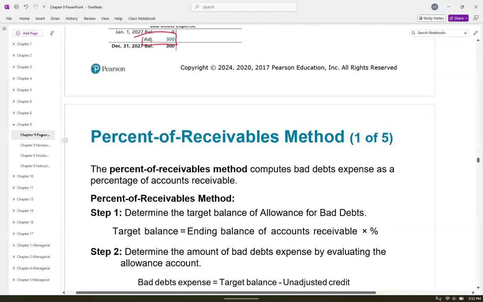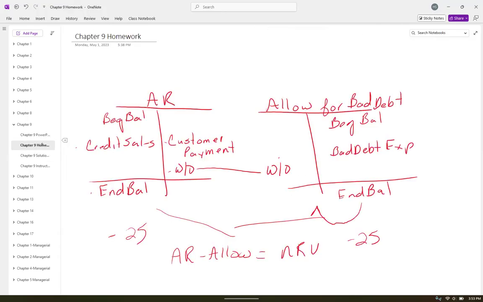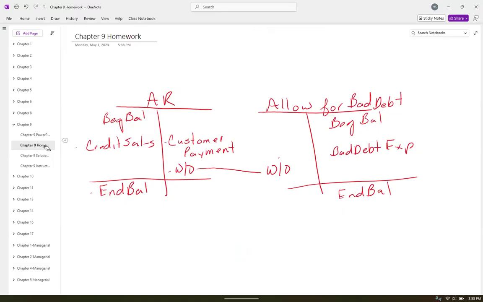Okay. Now we're going to look at the percent of receivables method. We are looking at a percent of accounts receivable. That is an asset. We looked at percentage of sales, which was revenue on the income statement. So the first thing we're going to do is determine the target balance of the allowance for doubtful accounts. Basically, in the percent of sales, we calculated this number first. When we're doing any kind of receivables method, let me erase a few things here to not muddy up the water so bad. We're going to calculate the ending balance first. Then we will back into the bad debt expense.